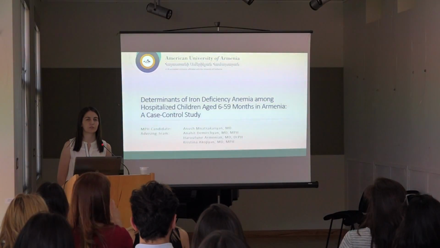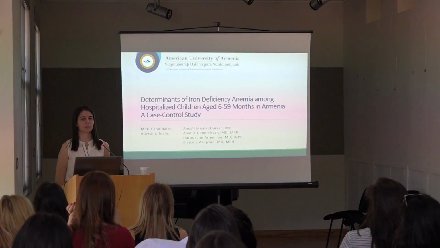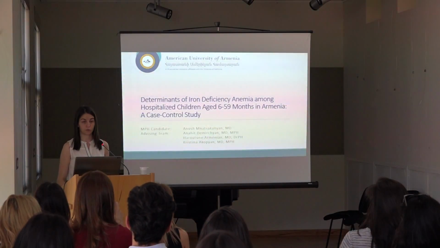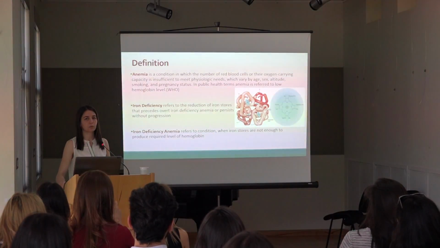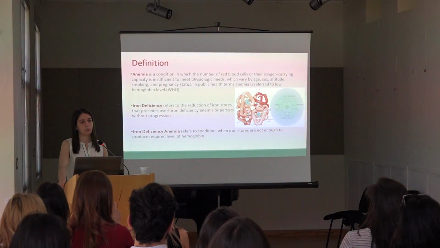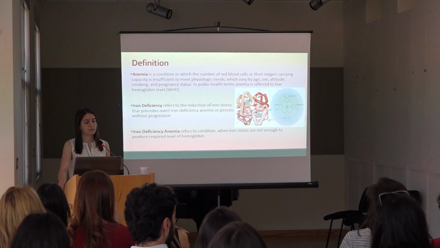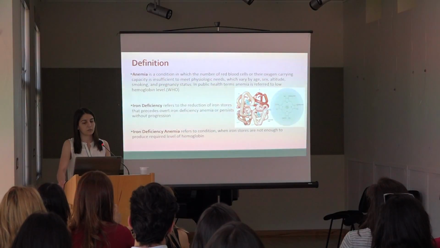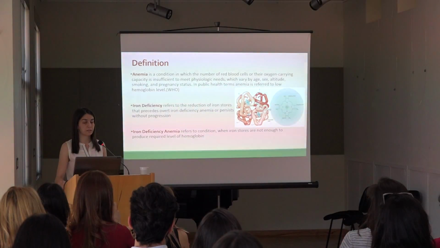determinants of iron deficiency anemia among hospitalized children aged 6 to 59 months in Armenia. This is a case control study. So let's start with the definition. According to World Health Organization's definition, anemia is a condition in which the number of red blood cells or their oxygen carrying capacity is insufficient to meet physiologic needs, which vary by age, sex, altitude, smoking, and pregnancy status. In public health terms, it refers to low hemoglobin level.